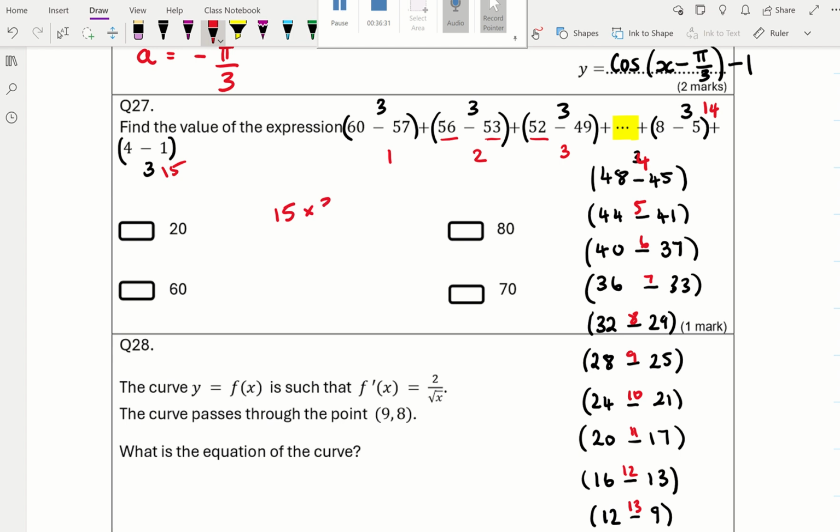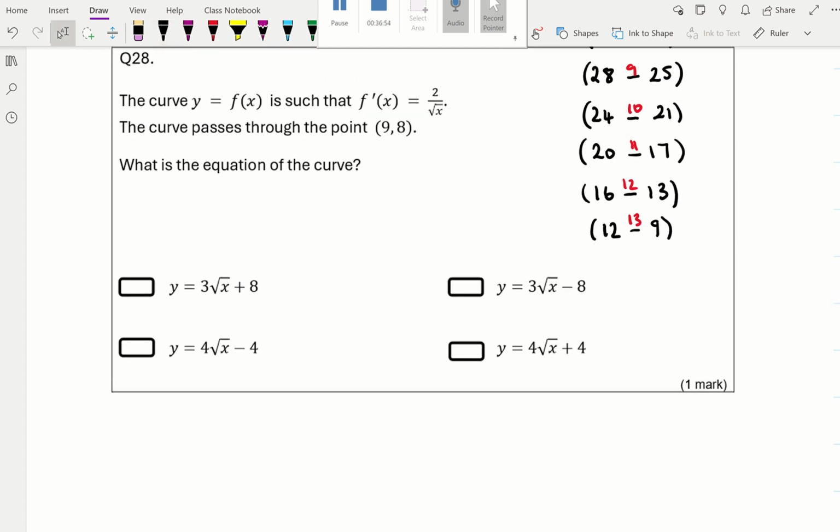So 15 times 3 is 45. And again, I need to change the answers here. So the answer is 45. So 45.